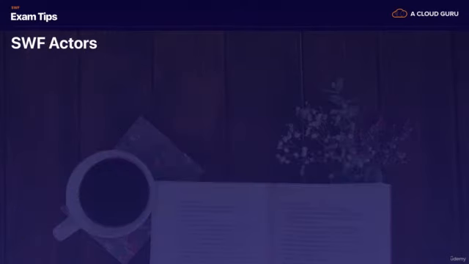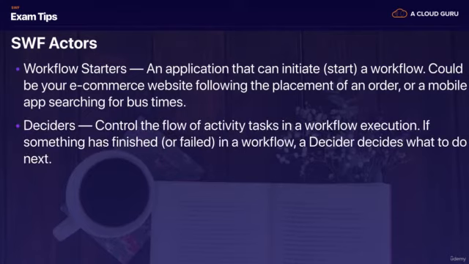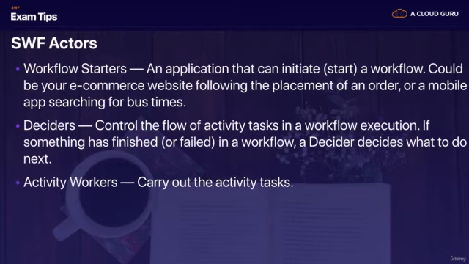Also remember what SWF actors are. Essentially they're composed of different things. We've got our workflow starters, which is an application that can initiate or start a workflow. So maybe it's when you've ordered a book on Amazon.com. It could be your e-commerce website following the placement of an order, or a mobile app searching for bus times. And then you've got your deciders, which control the flow of the activity tasks in a workflow execution. If something is finished or failed in a workflow, a decider decides what to do next.